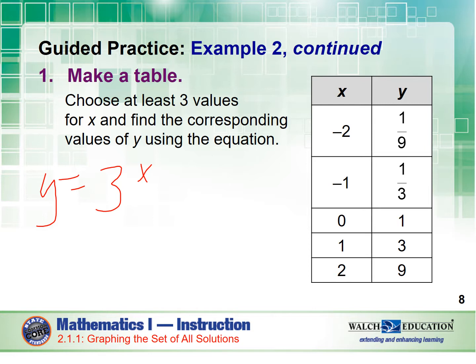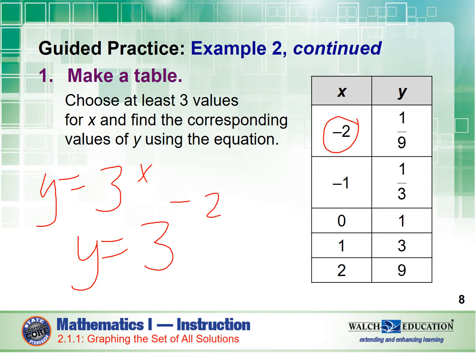y is 1/9. If x is -1, y is 1/3. If x is 0, y is 1. If x is 1, y is 3. If x is 2, y is 9. And so there's a couple of things I want to go over with you here. If you notice, for -2, y equals 3 to the -2 power.